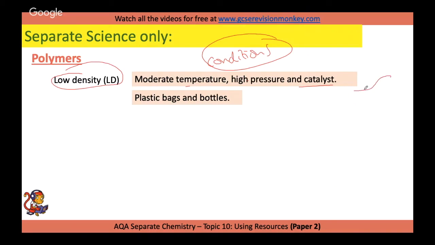So a low density polymer would be made out of strands like this. We can push them together a little bit and they'll make things like plastic bags and bottles. So moderate temperature, high pressure, and a catalyst.